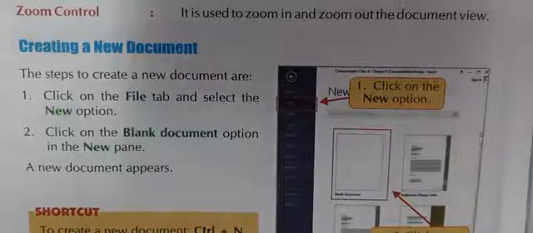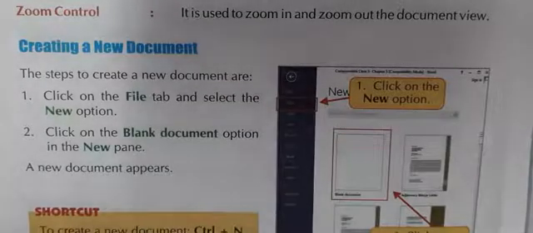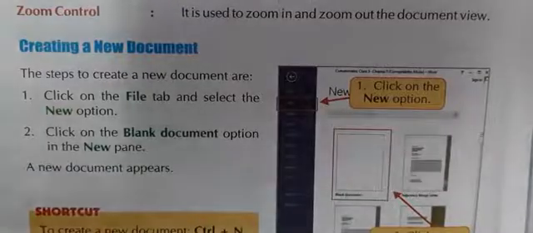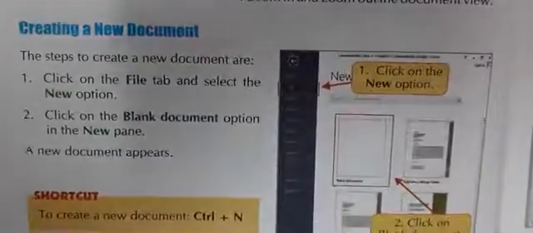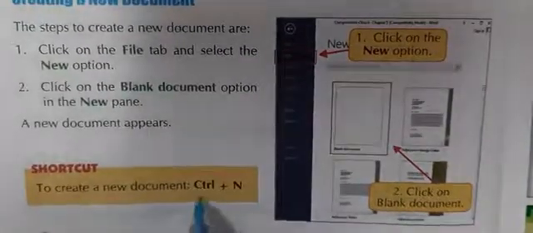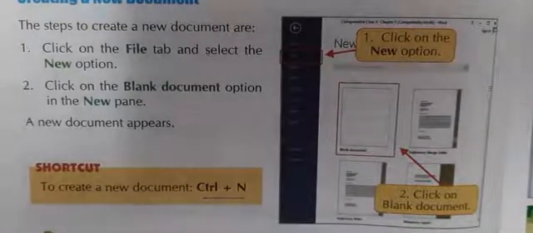First, we will go to the File tab. Then we will select the New option. After that, we will click on Blank Document in the new pane. Then a new document will appear. Now there is a shortcut key also to create a new document. What is it? Ctrl+N is the shortcut key to create a new document.